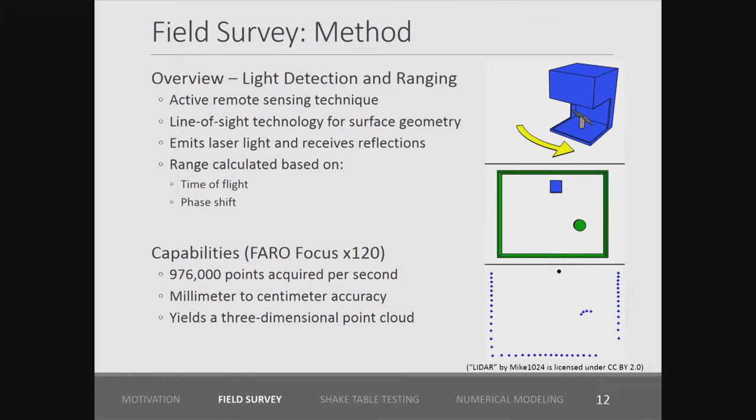Specifically, LIDAR is an active remote sensing technique which emits either a continuous wave or discrete pulses of laser light, which are then reflected based on physical objects in its line of sight, as shown schematically on the right-hand side. The range to, or the distance to, each of these individual reflections is then based on either the time of flight or the phase shift of that reflection. Specifically for the unit utilized in this survey, approximately 1 million points were able to be acquired per second at approximately millimeter to centimeter accuracy.